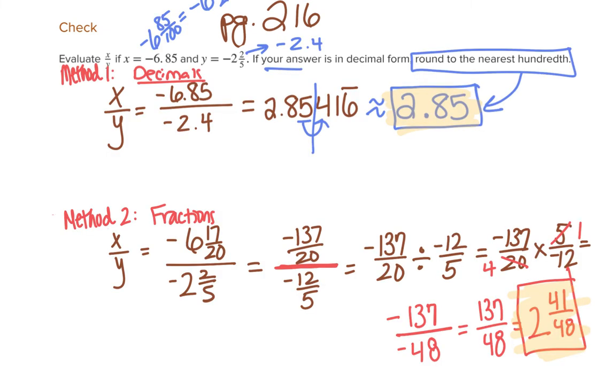All right, how did you do on this one? I showed you 2 different methods of doing it. You were only expected to do it one way. If you worked it out as a decimal, which I think would be a way more efficient method on this one, you would get an answer of 2.85. And the reason I rounded it is my directions told me this time, if you want to use a decimal form, make sure you round it to the nearest hundredth. So that's 2 decimal places.